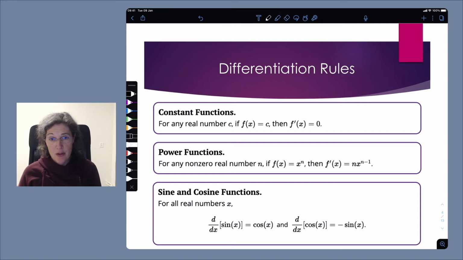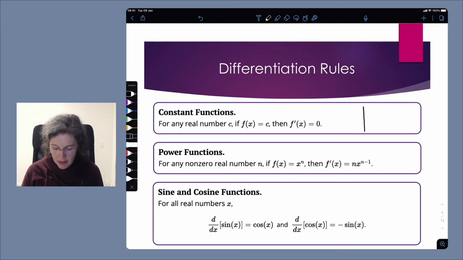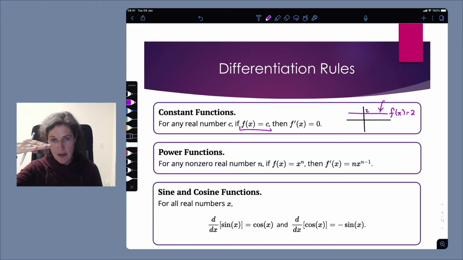So hopefully you remember a whole bunch of differentiation rules. Let's just run through them quickly. So if you have a constant function, so here's my function f of x is equal to 2, perhaps. Then we've got f of x is equal to a constant, then the derivative is equal to 0. Does this make sense? Well, remember, we're looking at the slope of the function, and if you have a look at this function over here, our slope is absolutely flat. It's not going anywhere. So it totally makes sense that we've got that the derivative is equal to 0.